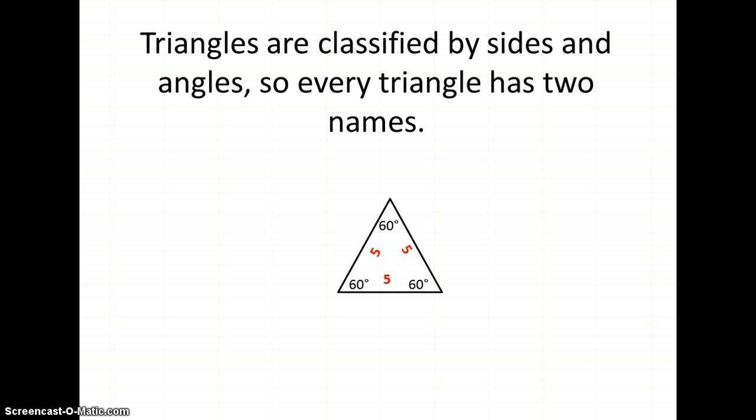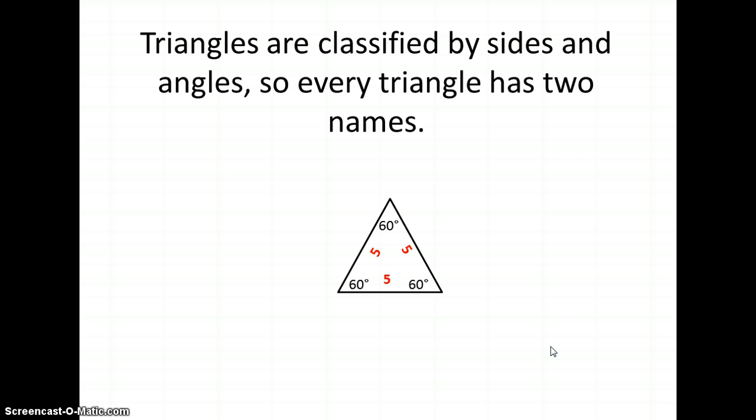So when we classify triangles, we do that by their sides and their angles. This means that every triangle has two names. Let's look at this triangle below. This triangle has three angles that are all 60 degrees. Those are all acute angles since they're all less than 90 degrees. The triangle also has three congruent sides, and the sides are in red here.